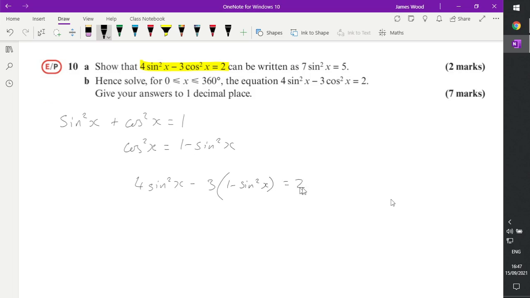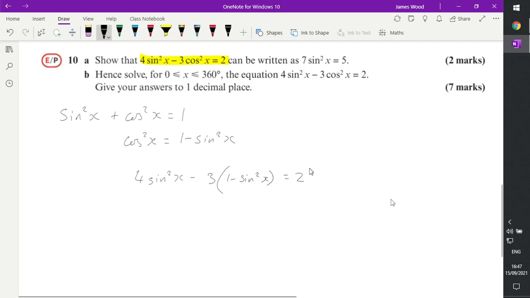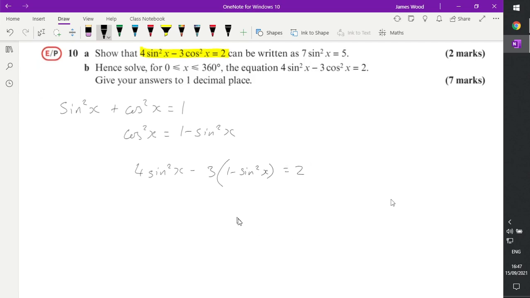And this is useful because I've now changed this equation to just having one type of function in it, just like I did in the last one. Now I've just got to simplify it. So I've now got 7 sine squared x equals 5. And that was what the question asked you to show.